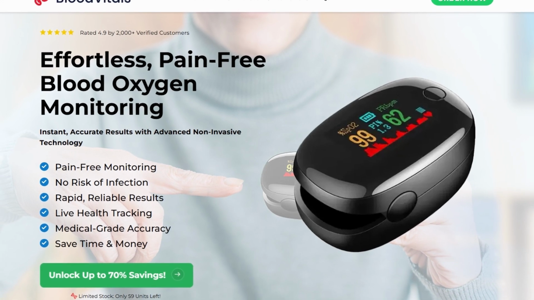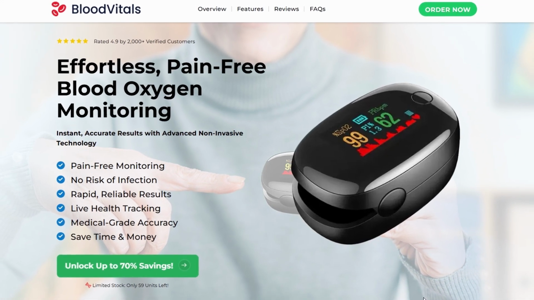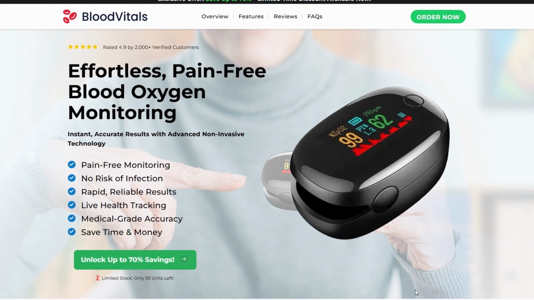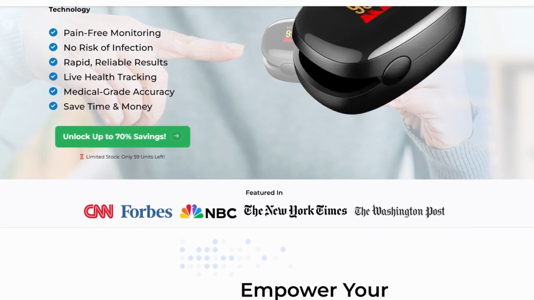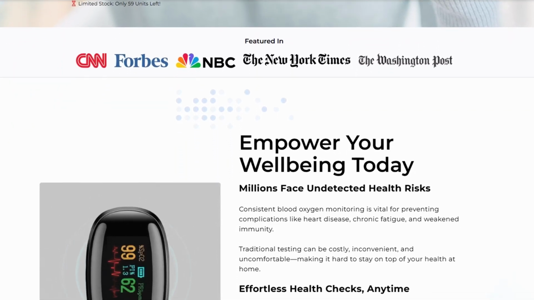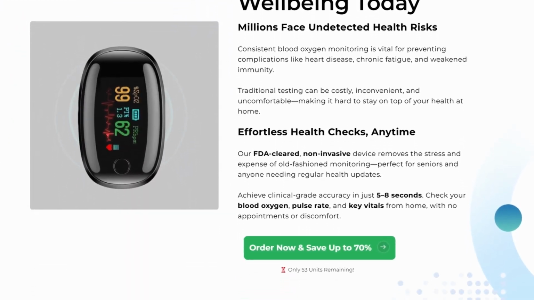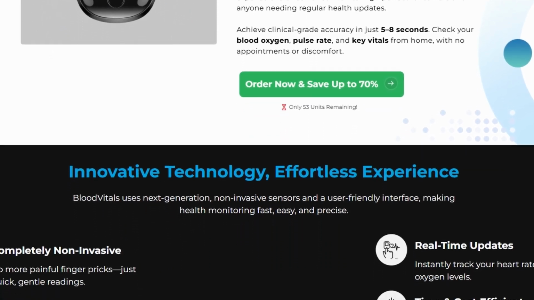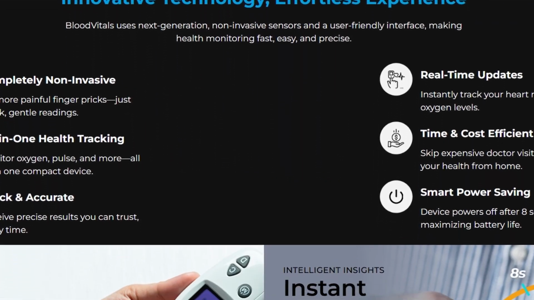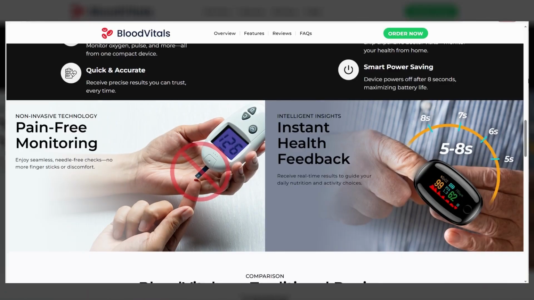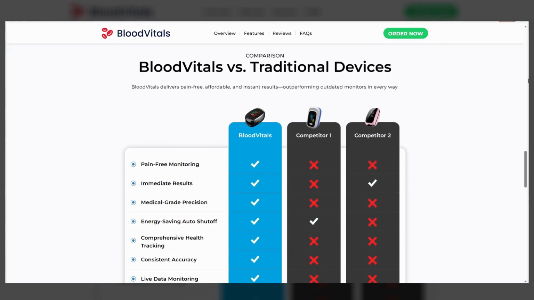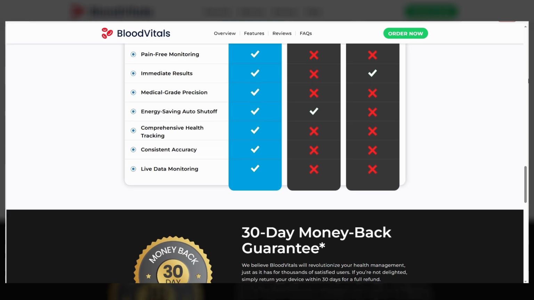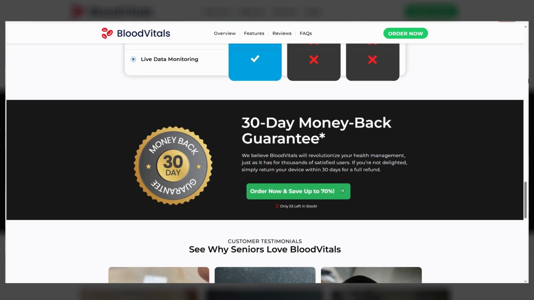Just a heads up, if you've come across those fingertip blood monitor devices being advertised online, the ones that say they can instantly check your oxygen levels, heart rate, and even your blood sugar without pricking your finger, they're usually shown as quick, non-invasive, and even claim to give hospital-grade readings in just a few seconds. Sounds great, right? Especially for people who want to stay on top of their health at home, like seniors or folks managing conditions like diabetes.